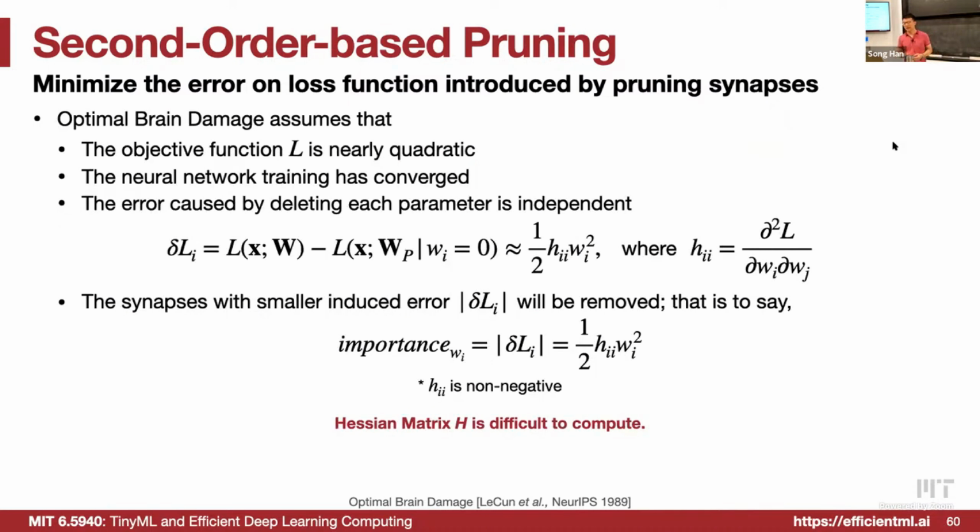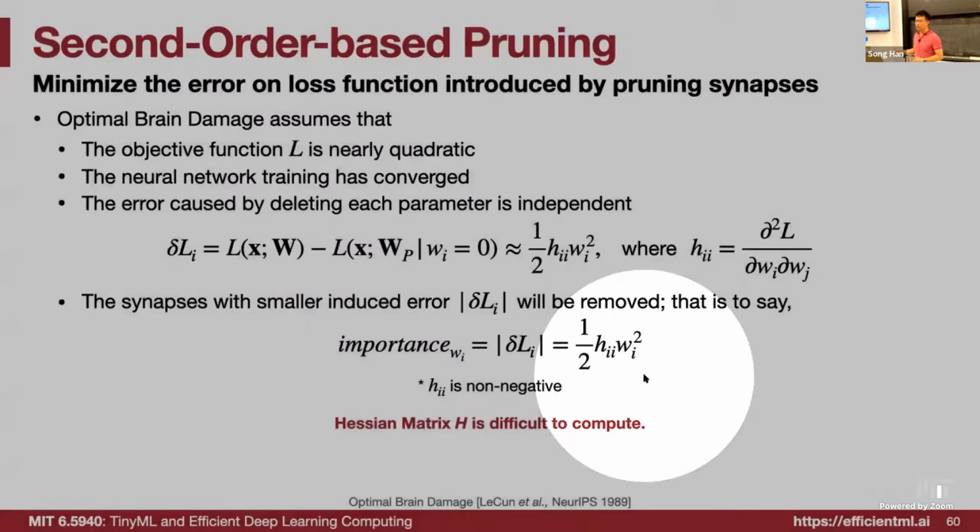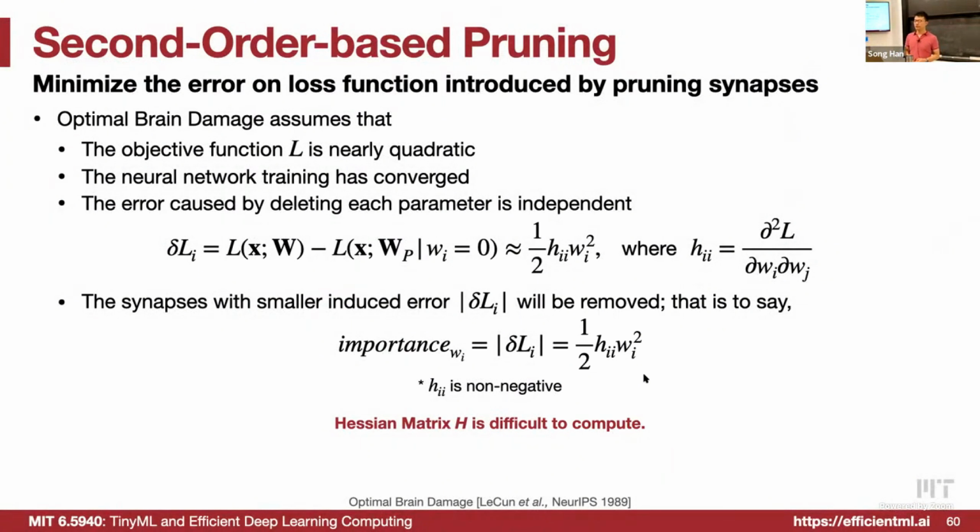And we use that to determine whether this weight is important or not. Okay, so the importance is summarized in this way, where the H is the Hessian matrix. But the downside is that the Hessian matrix is difficult to compute. So we have to apply some approximation to estimate the Hessian matrix.